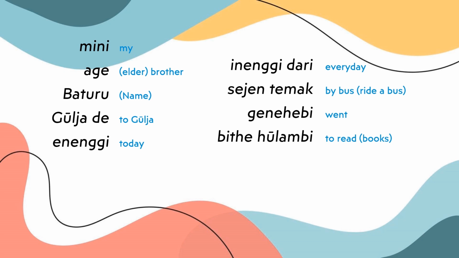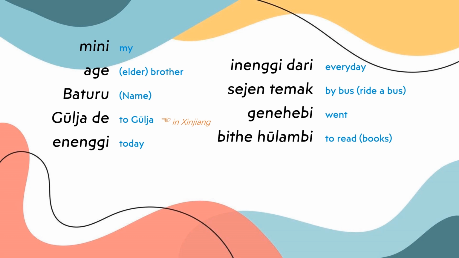Then Baturu is a name. Gurjat means to Gurja, which is a city in Xinjiang. Eneng means today. Inengdari means every day. Sijin Tumak, by bus or ride a bus. Gunri, went. Bitkhe Holam, to read, or particularly to read books.